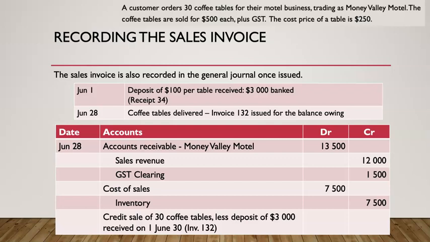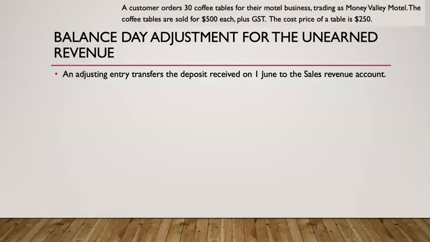So that's how you record it, and it's probably looking wrong. This doesn't seem to match up. I know that my cost price is only half of my sales price. My markup is 100%. These numbers just aren't looking right. They don't look right because now we have to do our balance day adjustment. We have to adjust for the unearned revenue deposit that we recorded.